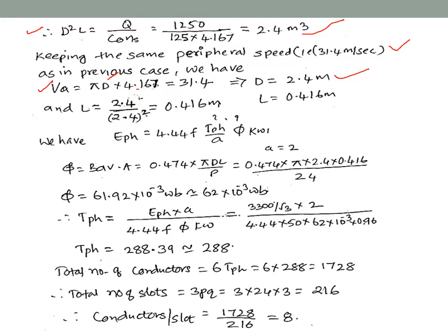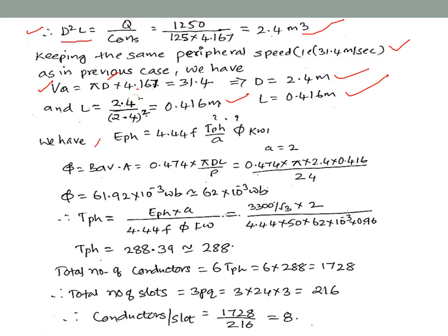So then L is equal to, once you get D, from this you can get 2.4 meter cube. Okay, this is meter cube. Okay, this is 2.4. So this comes out to be, this is D square, D is 2.4 square here. So this comes out to be 0.416 meter. So D and L we have found out.